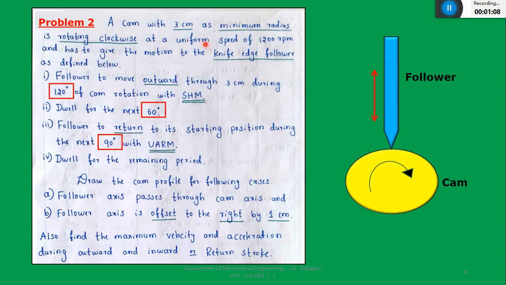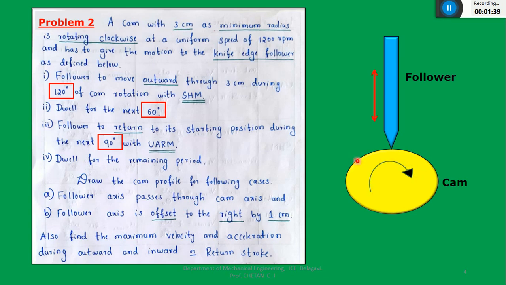So you can see here there is a cam with a minimum radius of 3 centimeter, and whenever the word minimum radius comes, it is nothing but the base circle radius. Please note down: wherever the word minimum radius comes, it is nothing but the base circle radius. You can indicate it with a capital R, which is 3 centimeter, and it is given that the cam is rotating in a clockwise direction. You can see here the cam is rotating in a clockwise direction.